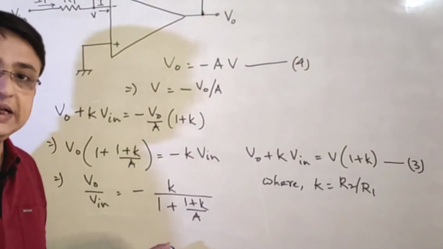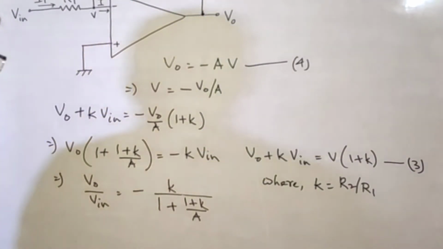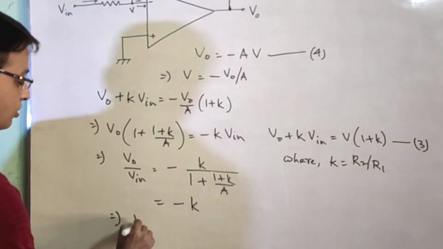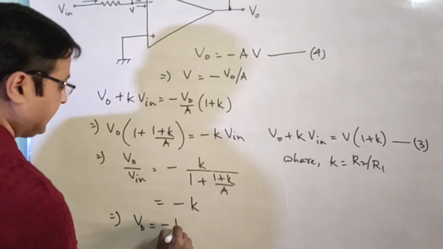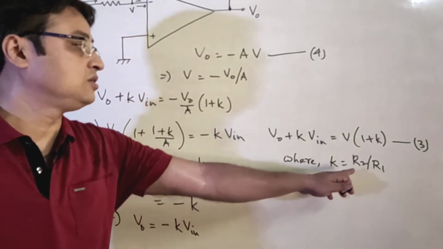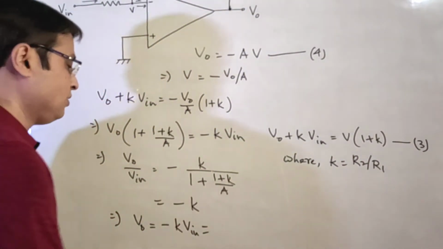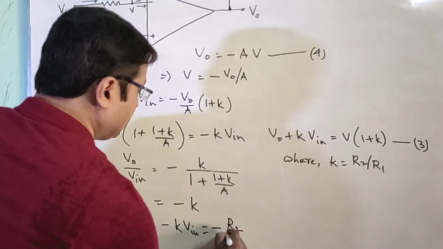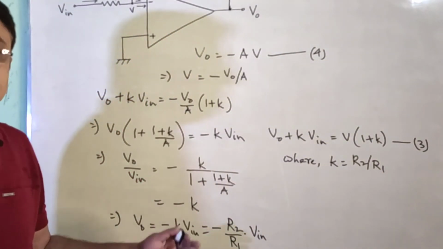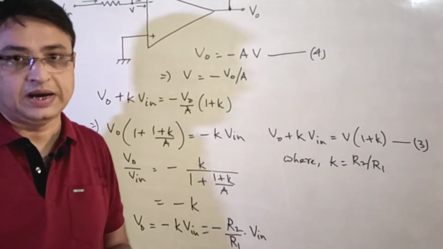Now as A is very large, we can neglect the term K by A, and we are left with minus K, or V0 equals minus K into Vin. Remember the value of K, that is K equals R2 by R1. So by substituting the value of K here, we get minus R2 by R1 into Vin. And as you know, this is the output expression for an inverting op-amp amplifier.